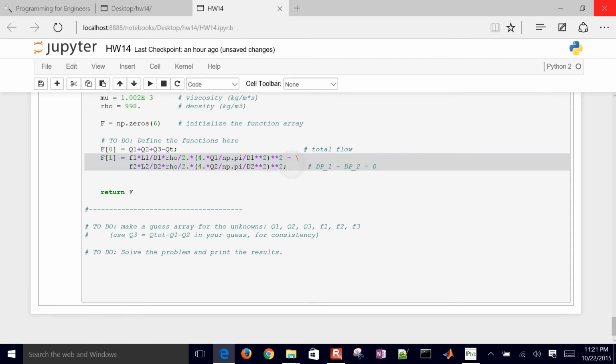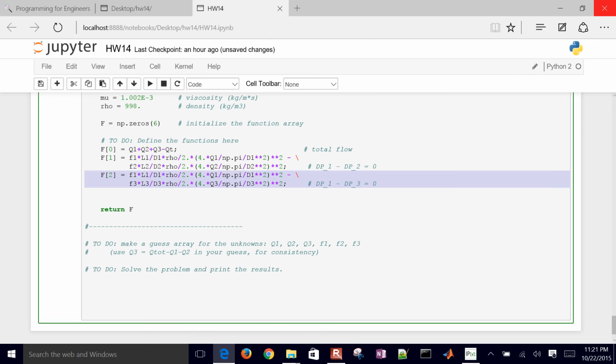If you need to use pi, you can use numpy.pi. But basically, the trick with this problem is just typing in these equations correctly. If you want to continue on to the next line, you can use this backslash right here. It makes it look a little bit neater because you can continue on to the next line without a problem. Okay, and then I'm going to define the third one. That is pressure drop across 1 equals pressure drop across 3.